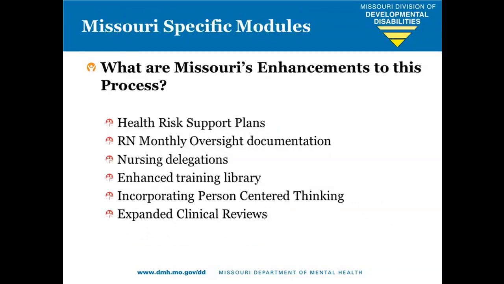Okay, and as I was talking about earlier, Missouri took it a little bit further, and we created the health risk support plans. If a person has residential services, their RN will do their monthly documentation in the system, and they'll also have what's called nursing delegations. That's a task that is usually done by a nurse, but the nurse weighs it out and thinks, can this person be trained to do this in my place, and can I monitor them and make sure they're doing a good job? That will be housed in the system.